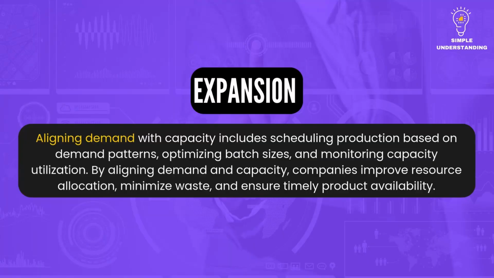Expansion. Aligning demand with capacity includes scheduling production based on demand patterns, optimizing batch sizes, and monitoring capacity utilization. By aligning demand and capacity, companies improve resource allocation, minimize waste, and ensure timely product availability.